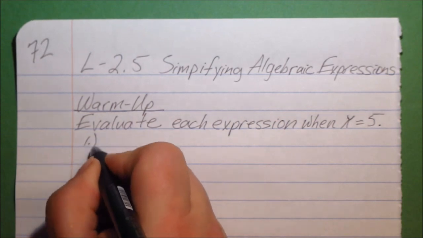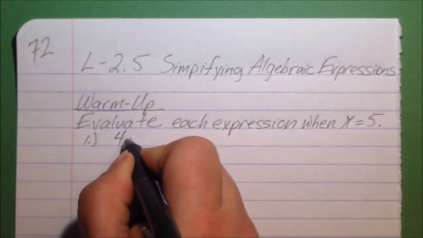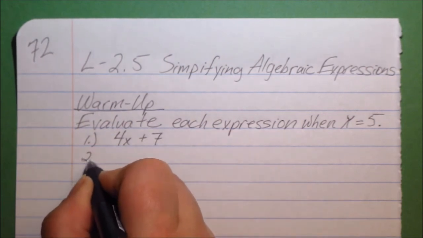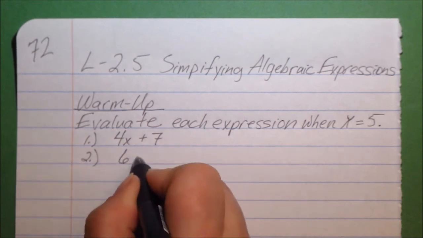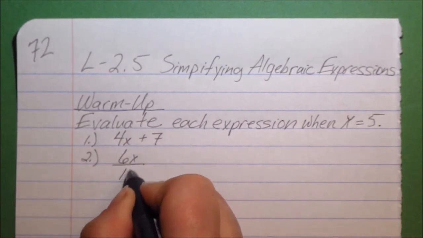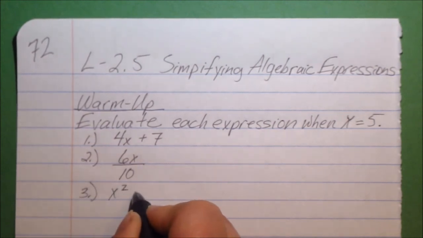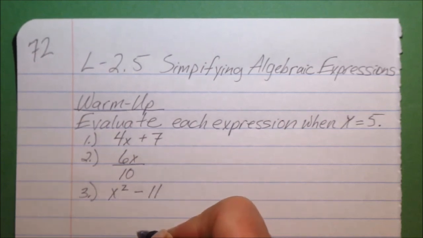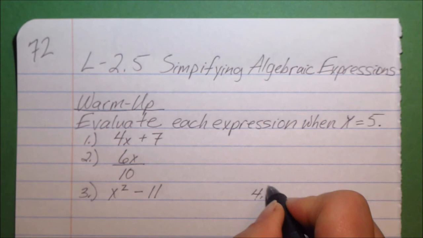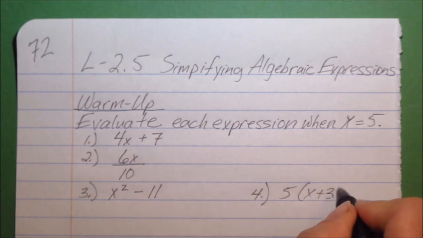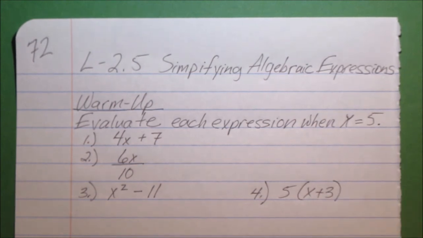All right, so the first one is 4x plus 7. Number 2, 6x over 10. Number 3, x squared minus 11. And number 4, 5 times x plus 3. All right? In all cases, x has a value of 5. So to evaluate, plug in that value where you see the variable and solve.